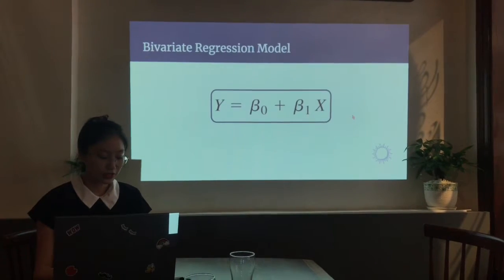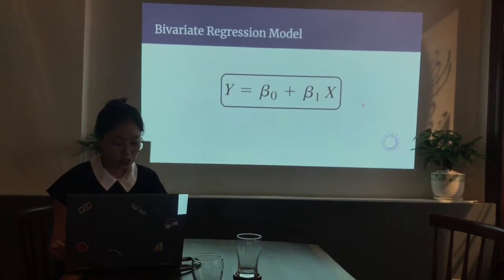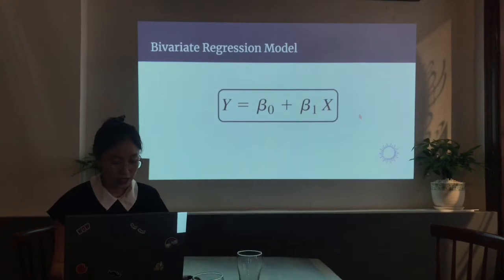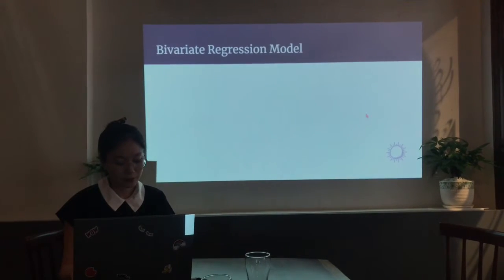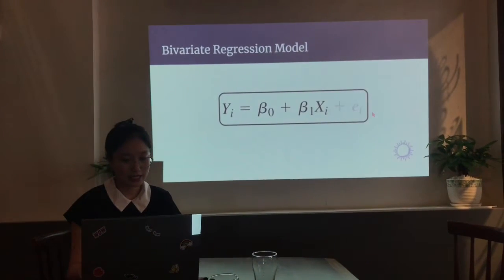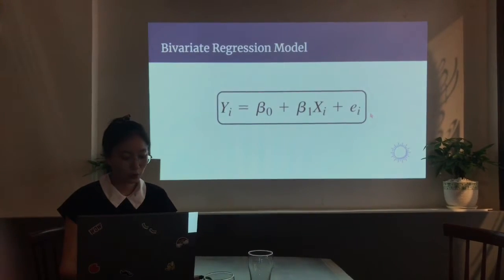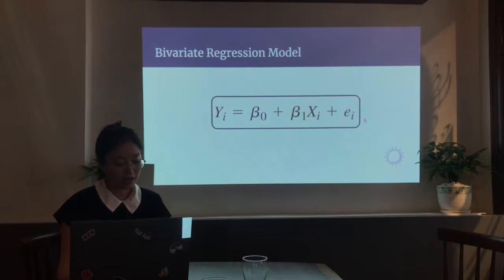However, in marketing research, very few relationships are perfectly defined. So the regression procedure will add an error term to this relationship, which is e_i here. e_i is the error term associated with the i-th observation.